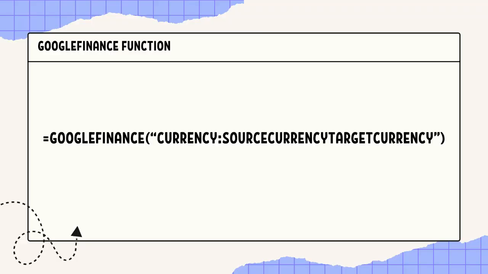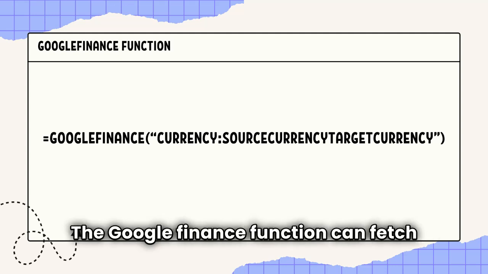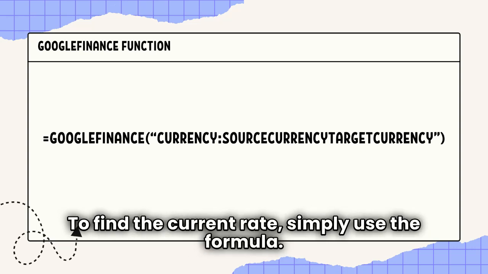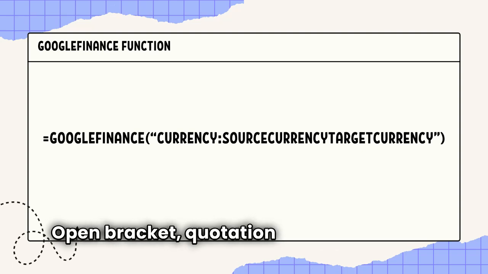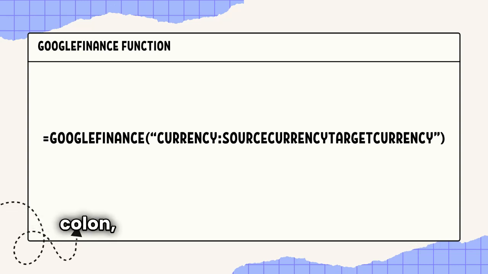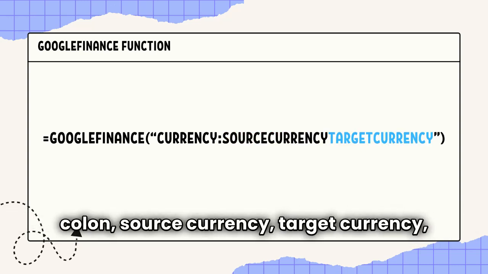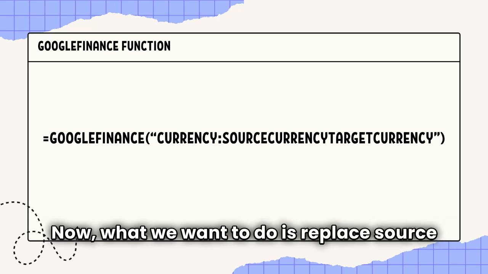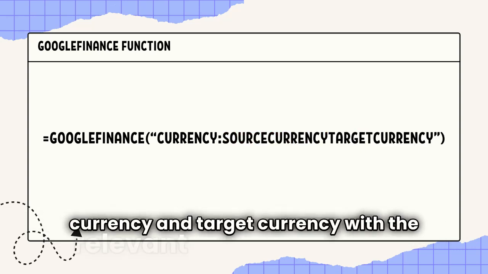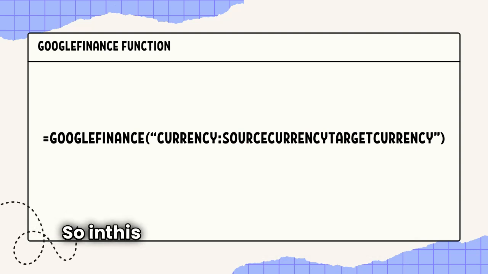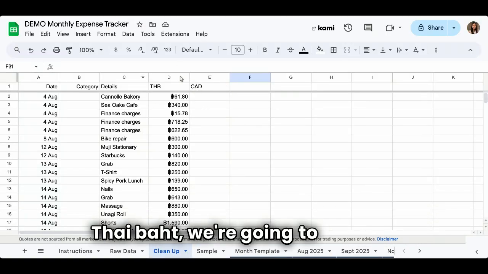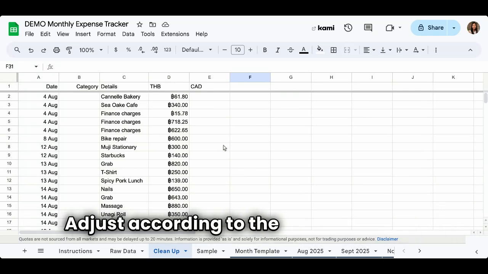Let's get started. The Google Finance function can fetch real-time and historical exchange rates. We'll start by looking at the current rate. To find the current rate, simply use the formula equals GOOGLEFINANCE, open bracket, quotation marks, CURRENCY, colon, source currency, target currency, close the quote, close the bracket. Now, what we want to do is replace source currency and target currency with the relevant currency codes. So in this example, for Canadian dollar, we're going to use CAD, and for Thai baht, we're going to use THB. Adjust according to the currencies that you require.